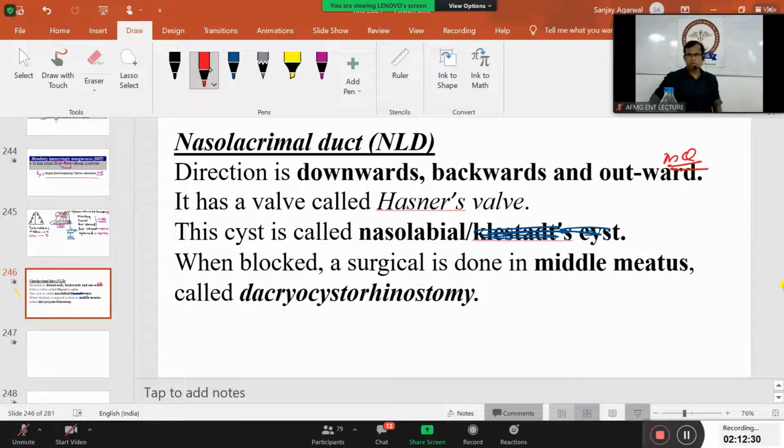And when it is blocked, a surgery, dacryocystorhinostomy, is done in the middle meatus. This is another important MCQ. Where is the surgery done? The surgery is done in the middle meatus. So read this. This is important, especially the two MCQs that are written: the direction and the site of the surgery, which is the middle meatus.